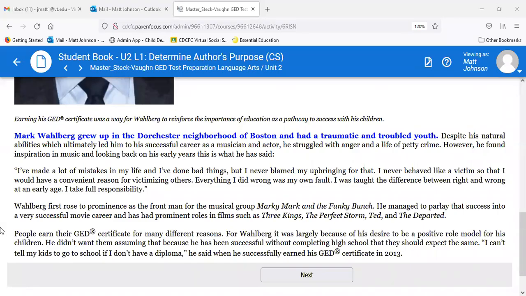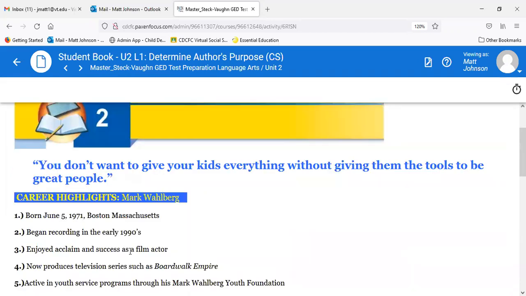For Wahlberg, it was largely because of his desire to be a positive role model for his children. He didn't want them assuming that because he has been successful without completing high school, they should expect the same. "I can't tell my kids to go to school if I don't have a diploma," he said when he successfully earned his GED certificate in 2013. And we see that a lot. A lot of child actors and things don't finish high school; they complete it later, or they complete it through a GED program.